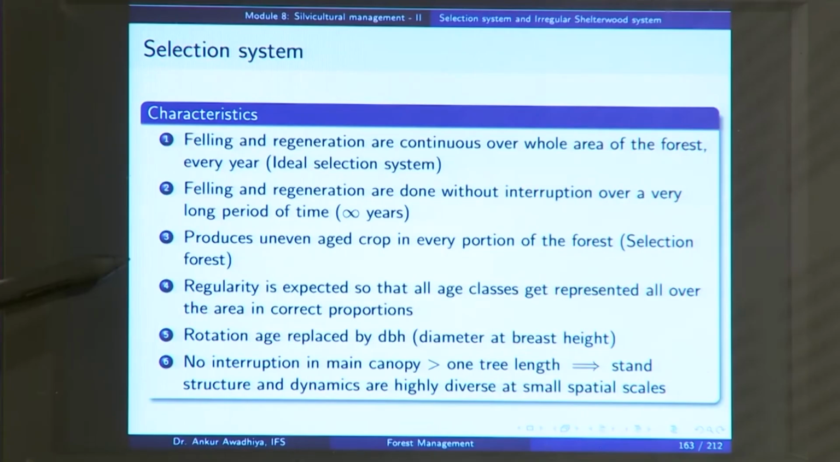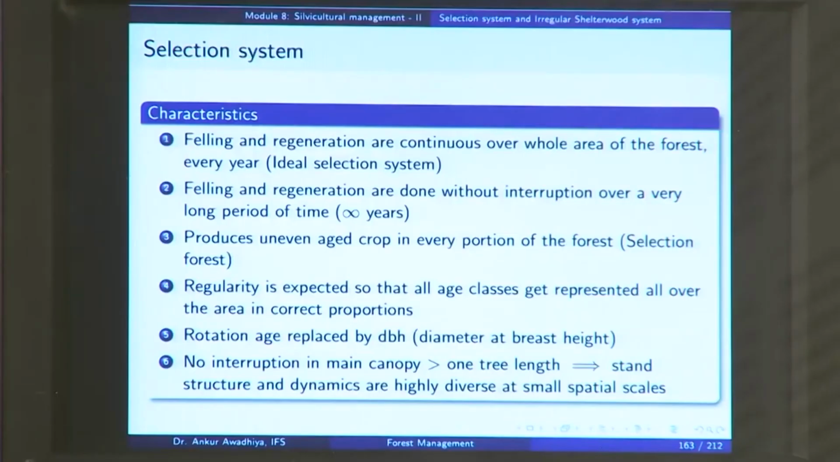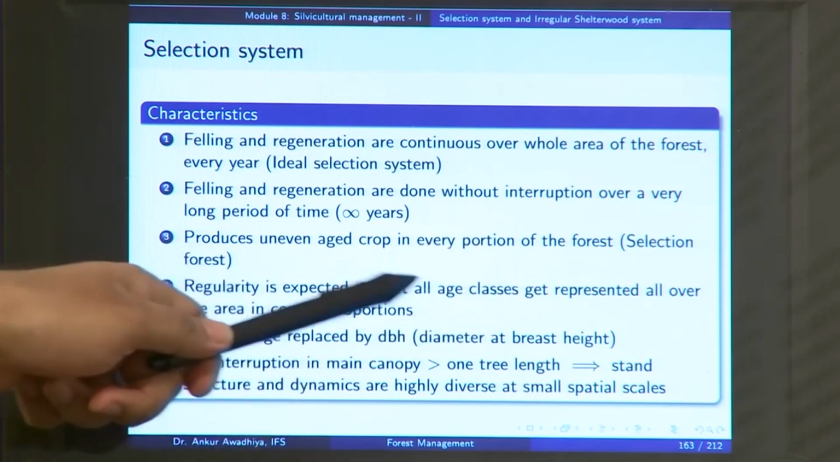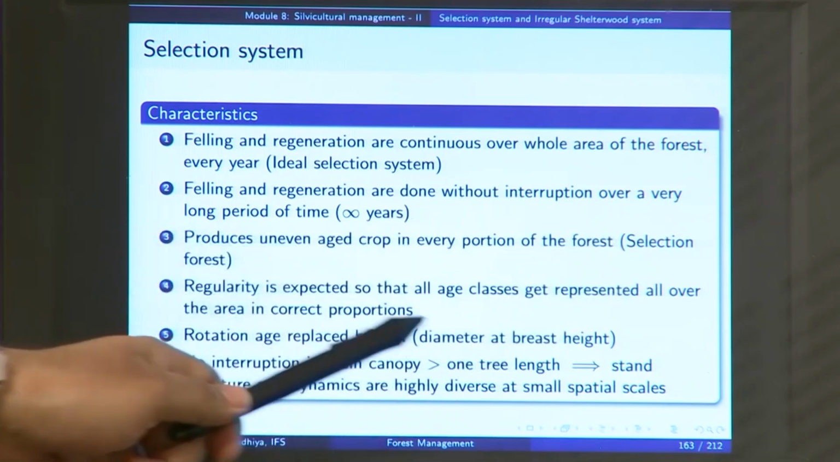Next, regularity is expected so that all age classes get represented all over the area in correct proportions. So, you have to be very regular. If you do not work your forest for a few years, then probably the characteristic of your selection system will be lost. So, this is one forest where you have to be very regular in your operations, so that all the age classes get represented. So, this is another characteristic of your selection forest.